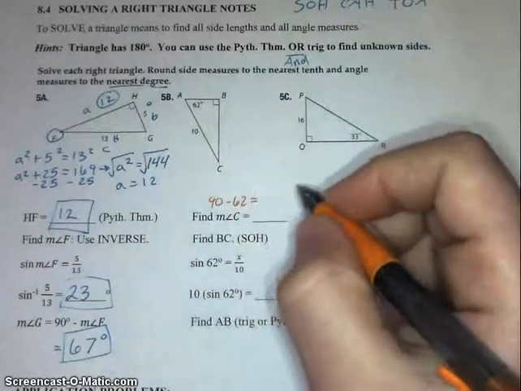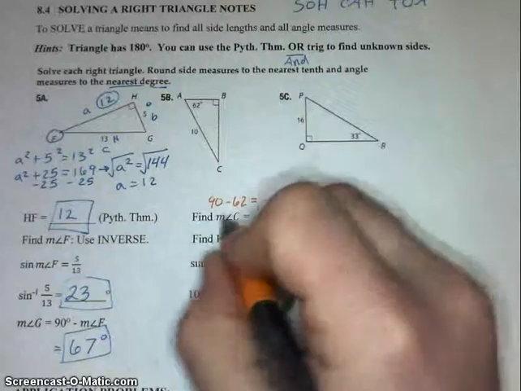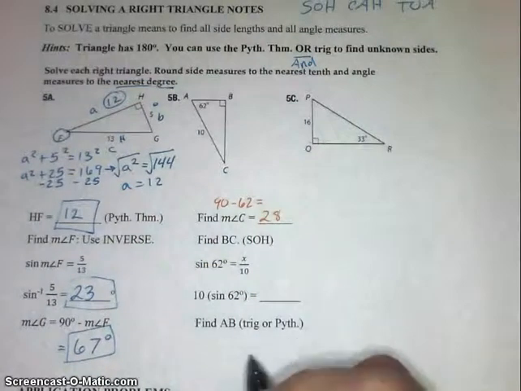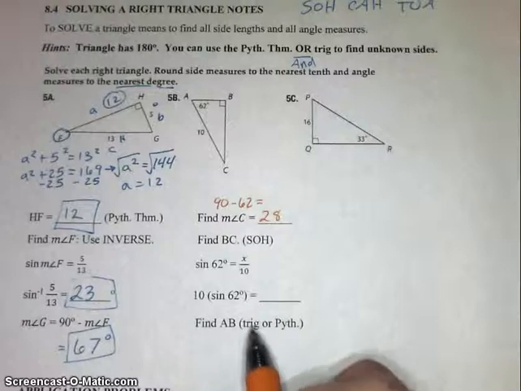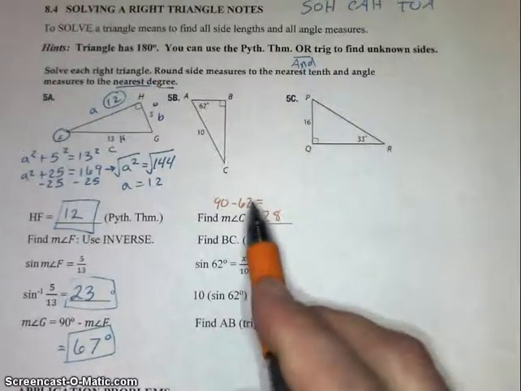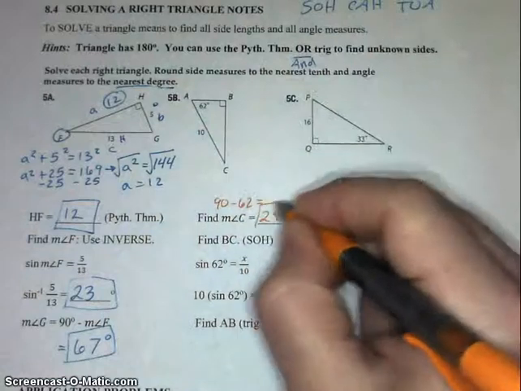And then we get the measure of angle C is 28 degrees. Now, yours is probably in a different position. That might be at the very bottom of your list. So be careful that you're not just filling in the first blank you see. Okay, I think I've changed the order of this on my notes, but your notes should have measure of angle C at the bottom. But that's 28 degrees by doing 90 minus 62.